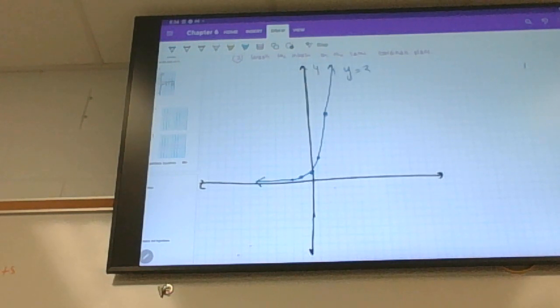Alright, so this is y equals 3 to the x. That's like the parent. And that up 4, I'll just count up 4 units.